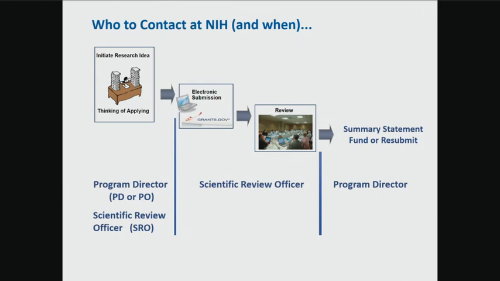So here's just a quick schematic about who you contact at what point in the process. When you're coming up with ideas, you want to know if this is something the Institute's interested in, or which institute, which study section. At that point, you would contact someone like myself, a program director in the Institute, to see if that institute would accept that application or is interested in that area of science. But you can also talk to the scientific review officer who runs the study section. So both of us have information that we could share with you at that point.